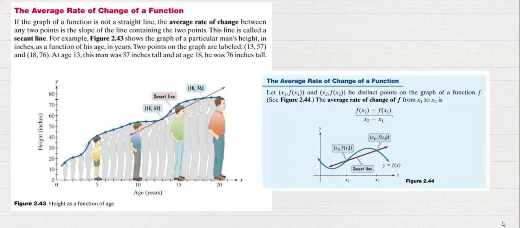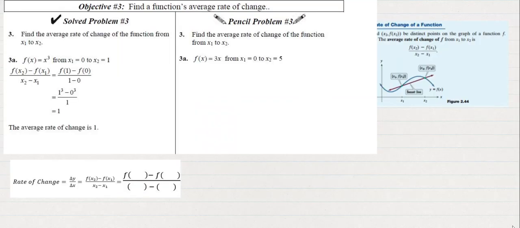So here we have just a description of rate of change from the textbook. If you didn't already read this, I want to encourage you to pause the video and read this example more carefully. But then we have the rate of change formula. Apply the rate of change definition to this. So we have find the average rate of change for f of x equals 3x, from x sub 1 equals 0 to x sub 2 equals 5.